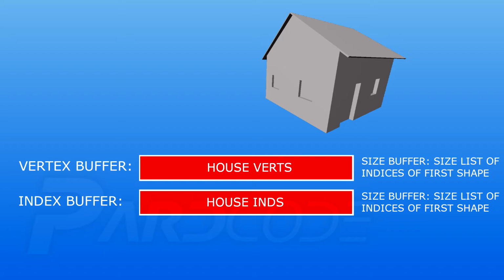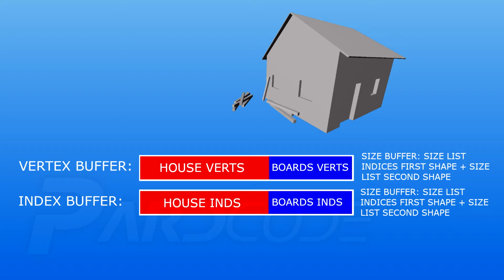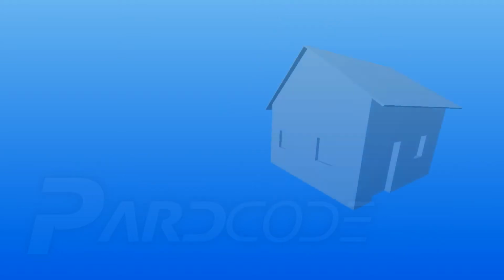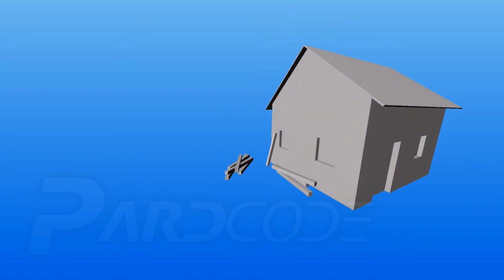Now, how can we add another mesh? We can simply add contiguously the vertices of the second mesh inside the same vertex buffer. The same thing is applied for the indices. At this point, we can use this approach for any number of meshes. This approach organizes the data inside vertex and index buffers by objects. So far, so good. At this point, we will have multiple objects rendered at once.